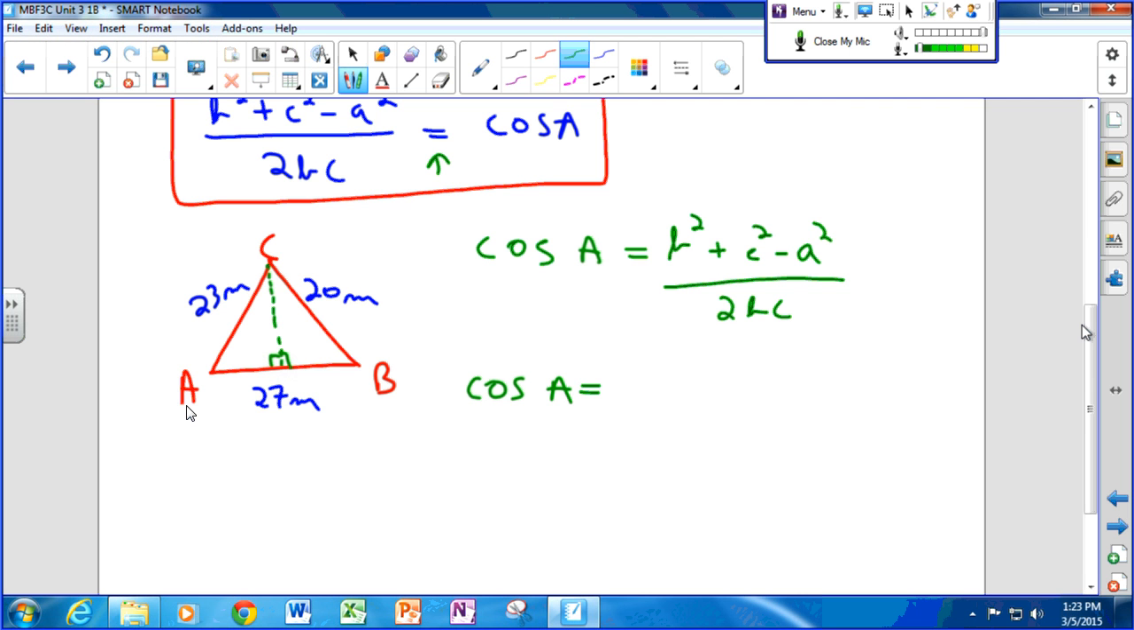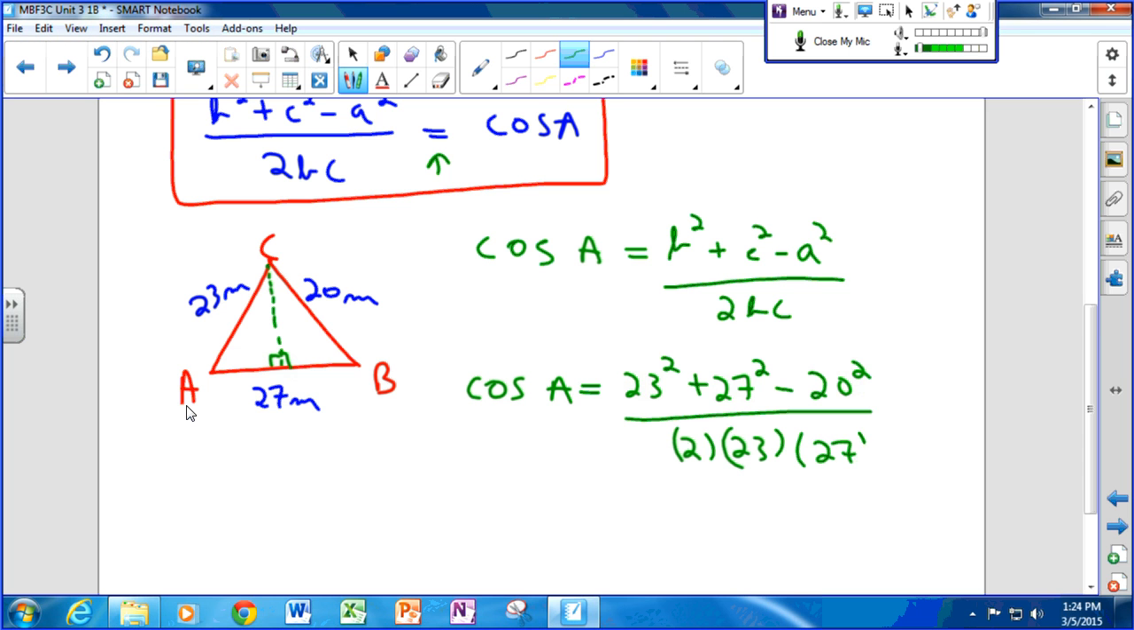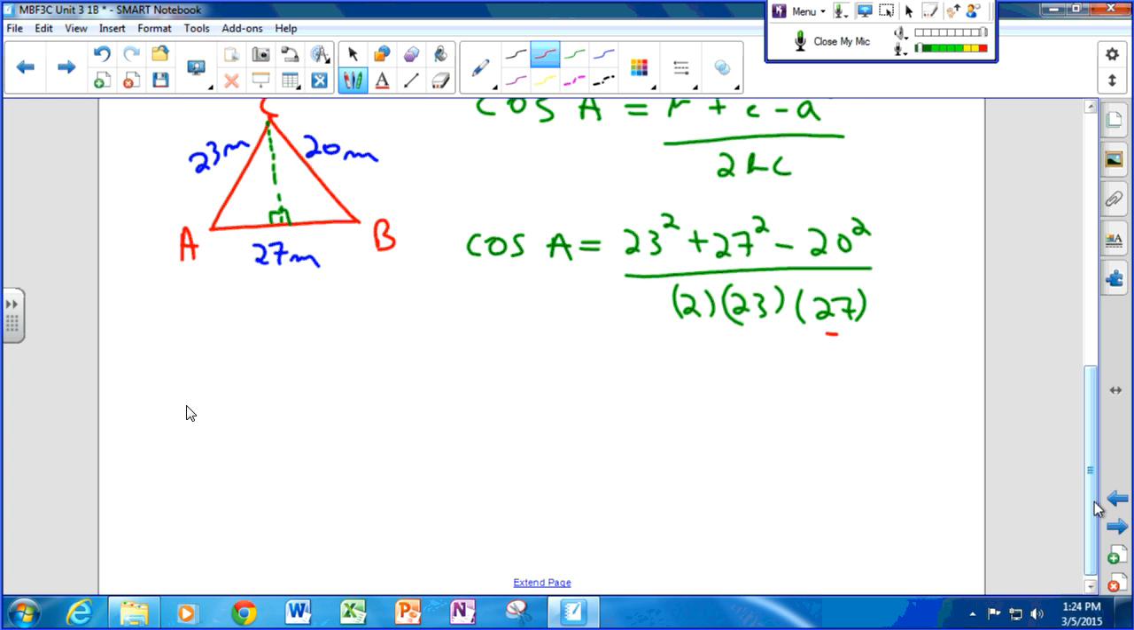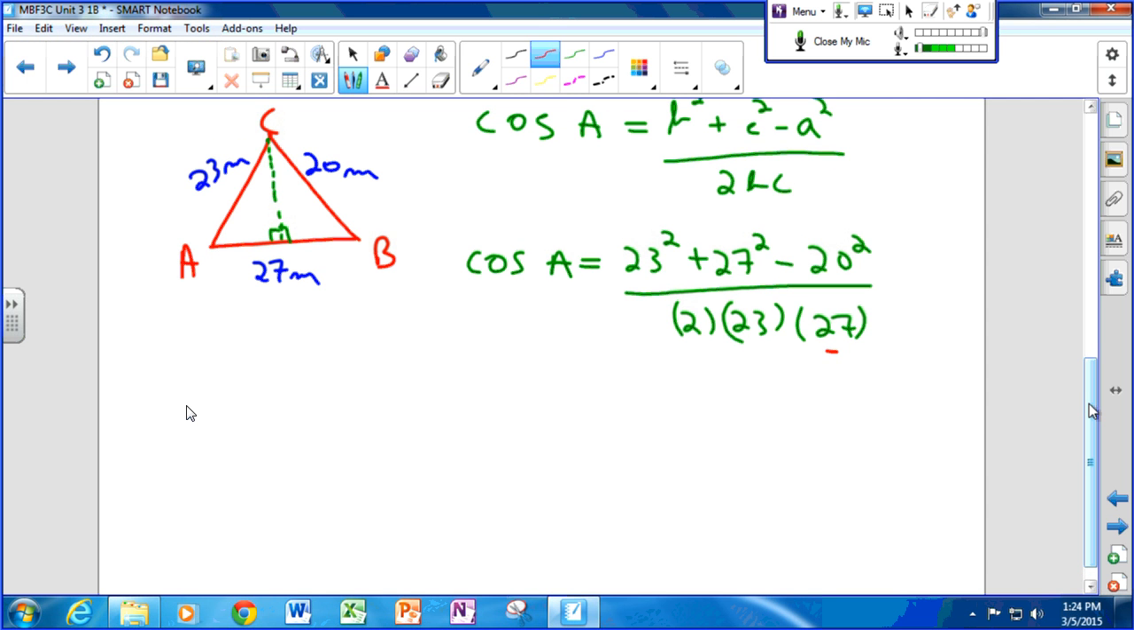Okay. So let's see, b squared. So this is our b right here. So our b squared is going to be 23 squared plus c squared, that's going to be 27 squared, minus a squared, which is 20 squared, over 2 times b, which is 23, times c, which is 27. And make sure you get those ones, because if you accidentally get an A down here, ugly things happen. You get an answer that looks good, and it can be really hard to see what happened there.